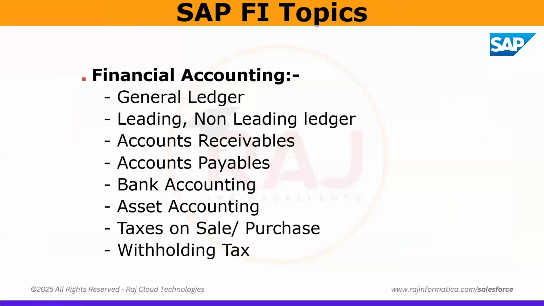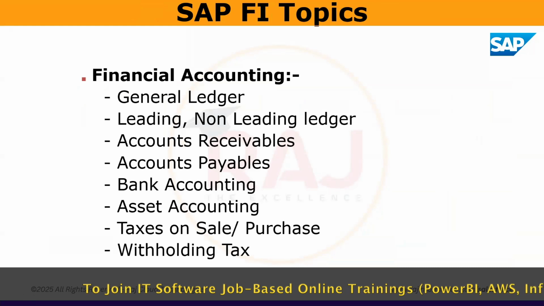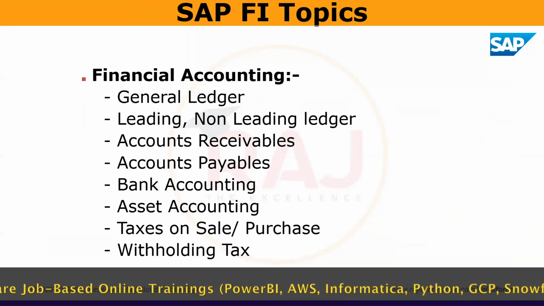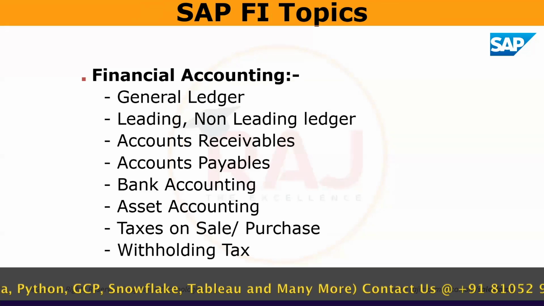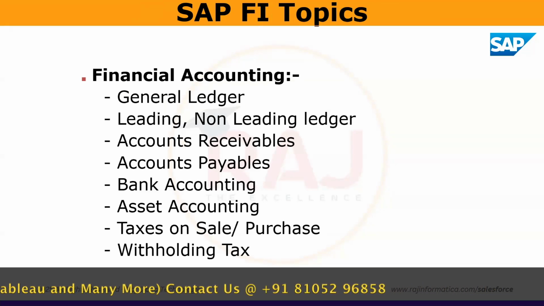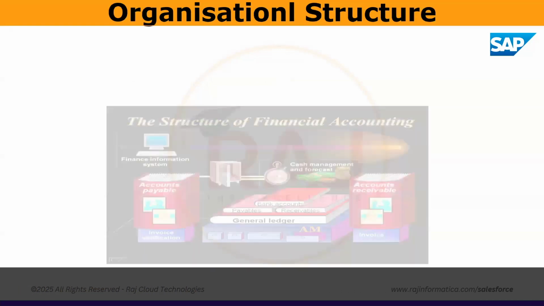Now, out of that, in SAP FI, these are the topics which we are going to cover. First is general ledger, leading and non-leading ledger, accounts receivable, accounts payable, bank accounting, asset accounting, taxes on sales and purchase, and withholding tax. If you consider any kind of accounting software, we usually have ledgers, customer and vendor posting, taxes, cash and bank information, and, in the same way, asset accounting for fixed assets. In the same way, in SAP also we are going to learn about all these topics one by one.